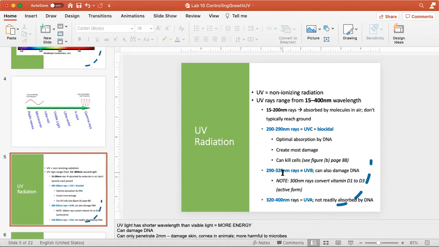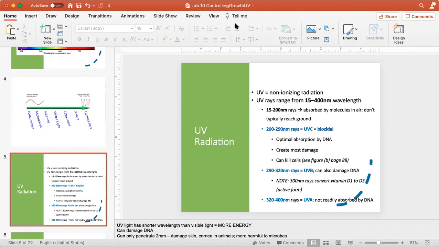Now, the last group is UVA. That's in the wavelength of 320 to 400. UVA rays are not readily absorbed by DNA. It's just not the right wavelength. Now, UVA can still damage your skin and your eyes, but not through DNA damage. So UVA rays can create the wrinkles that we hear of from too much skin exposure. They can certainly contribute to cataracts. In other words, they can still damage your skin and eyes, but it's not through DNA damage.